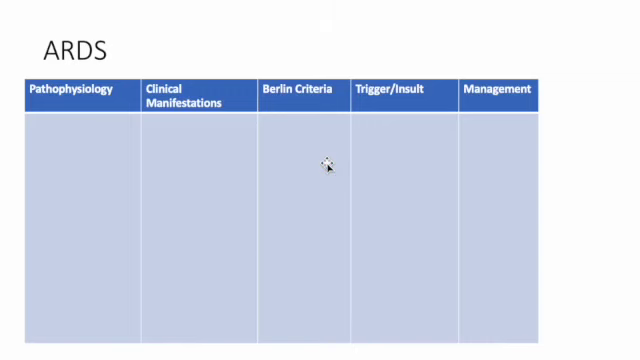Well, we use something called the Berlin criteria, and there are 3 criteria. The first is that you have to have acute onset within 7 days after some trigger or insult, which we'll talk about in a second. You also have to have bilateral lung infiltrates on imaging, and those infiltrates can't be of cardiac origin. In other words, this can't be cardiac pulmonary edema.